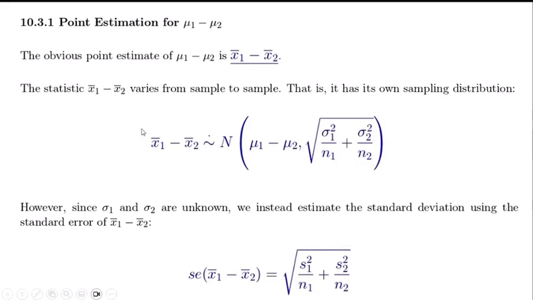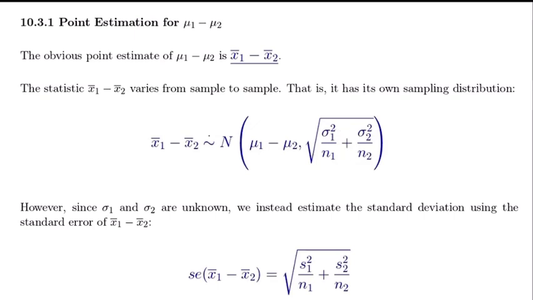Because this difference varies from sample to sample, we can impose the idea of a normal distribution on it. The moment the sample is large, or the populations we're choosing from follow a normal distribution, we can say that X bar 1 minus X bar 2 will follow a normal distribution with a mean of mu1 minus mu2, and this is the standard deviation of the difference that we call the standard error. I just wanted to take note of that.